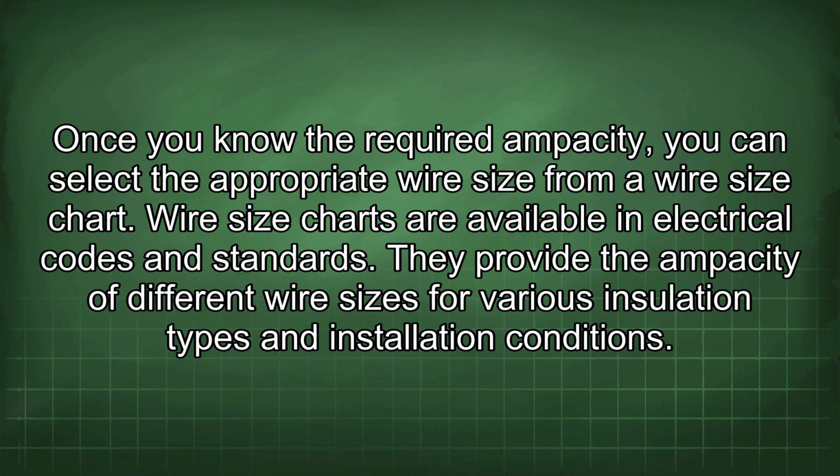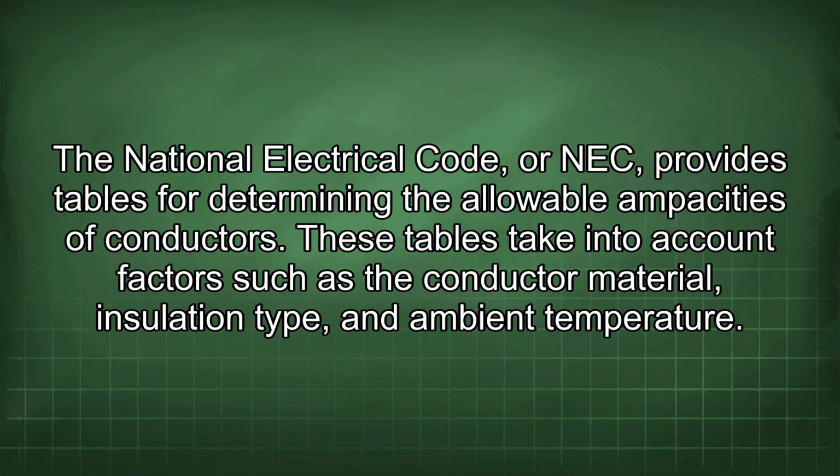Once you know the required ampacity, you can select the appropriate wire size from a wire size chart. Wire size charts are available in electrical codes and standards. They provide the ampacity of different wire sizes for various insulation types and installation conditions. The National Electrical Code, or NEC, provides tables for determining the allowable ampacities of conductors. These tables take into account factors such as the conductor material, insulation type, and ambient temperature.